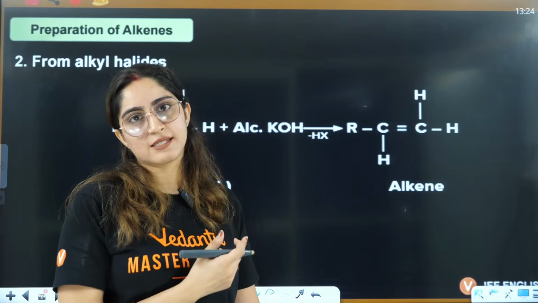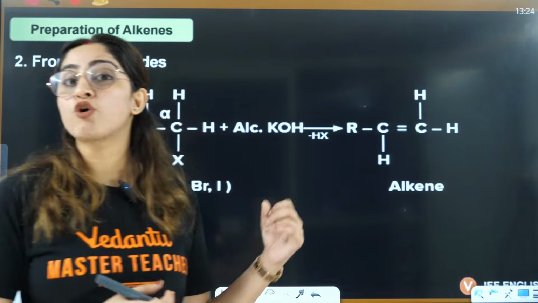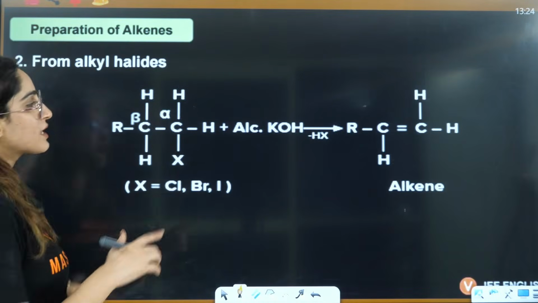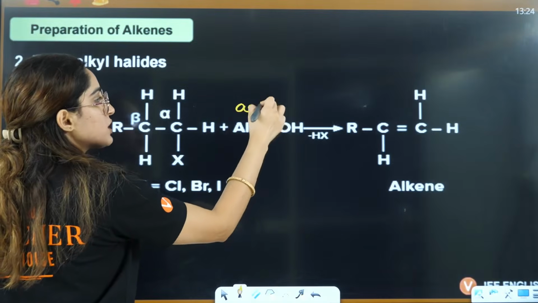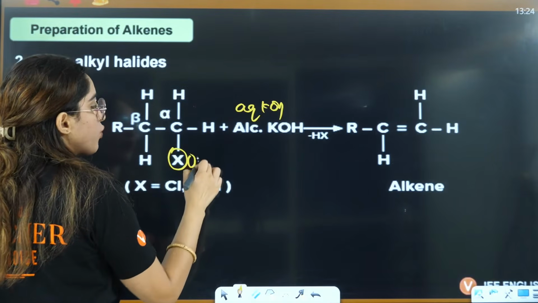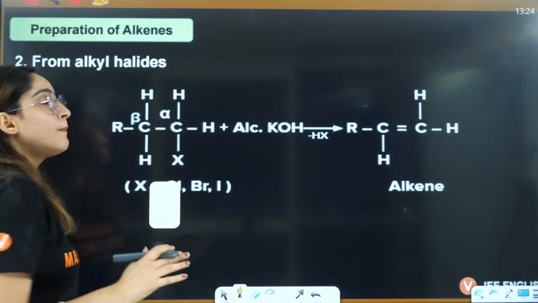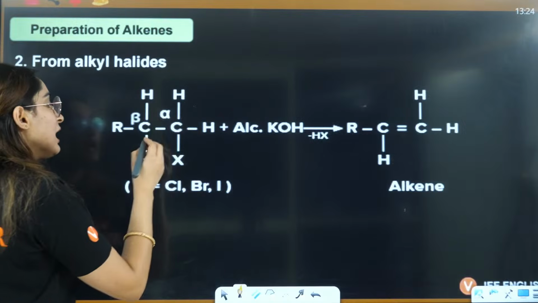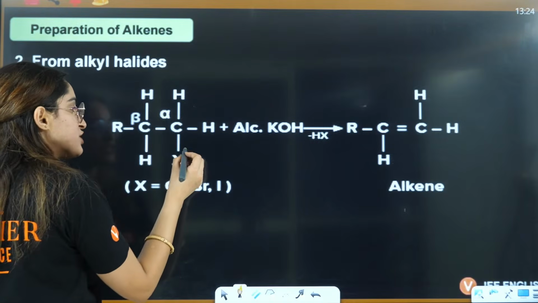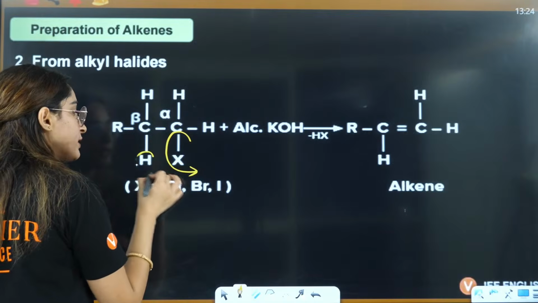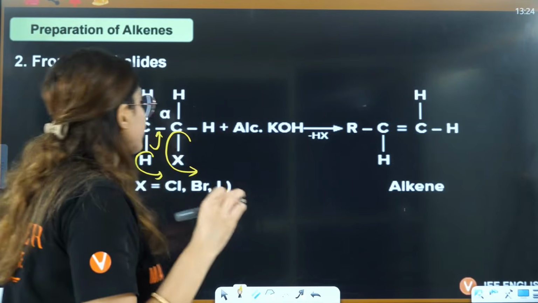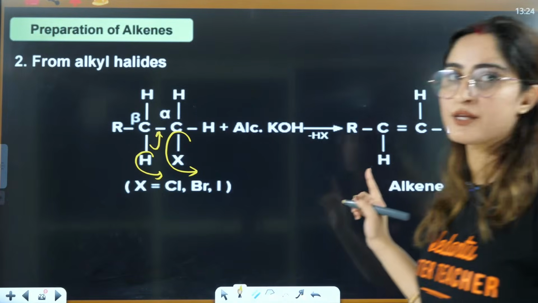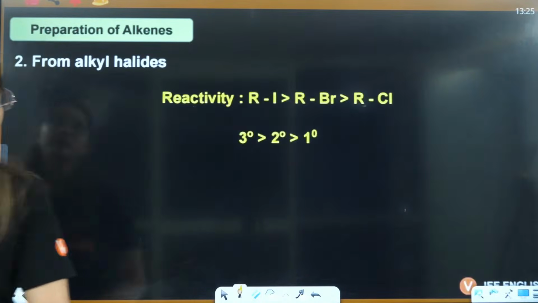Now, in this case, we are using alcoholic KOH. I am not using aqueous KOH. If you use aqueous KOH, you will replace this X with OH. That will be the answer. But here you are using alcoholic KOH, that means dehydrohalogenation. Firstly, halogen will be eliminated, hydrogen will be eliminated, the bond will shift here, and hence you will have the formation of alkene in this case. So alkene is going to get formed, right?